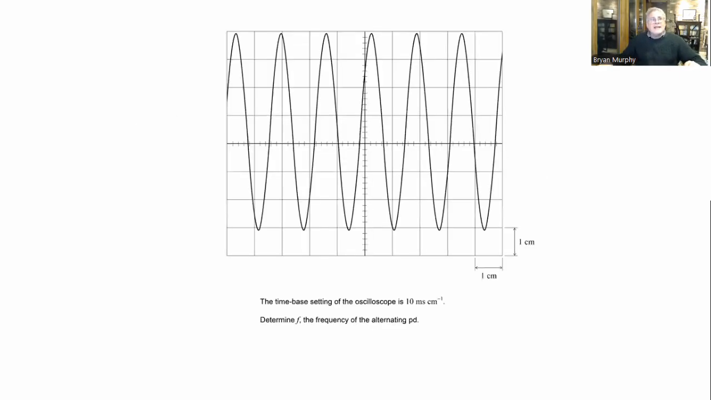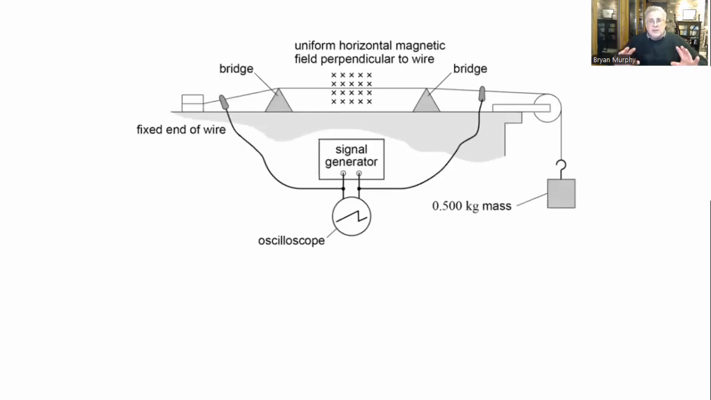Another way of doing it is like this. You have, as before, your mass, you have your bridges, which you can move to change the length between them. But to make the wire vibrate, to look at the frequency, you can use a little bit of electromagnetism, and you can put a magnetic field across the wire. So the wire is going through the magnets in north and south. The magnetic field is going that way. The wire is going that way like that.